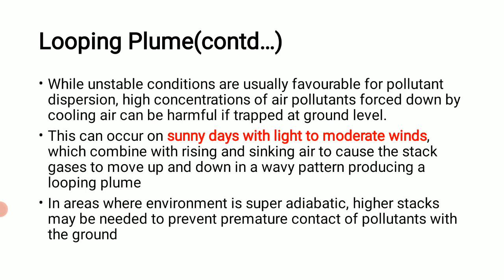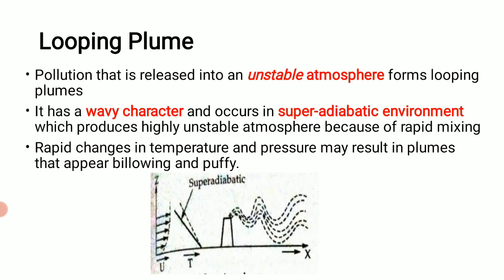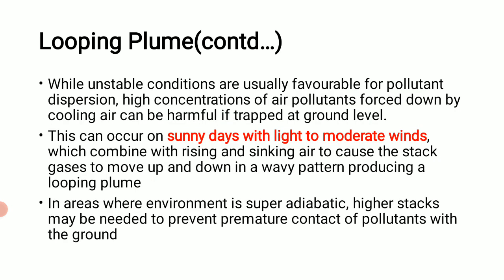And while unstable conditions are usually favorable for pollutant dispersion, a higher concentration of pollutant can even reach the ground level. In the diagram you can see some of the waves may even reach the ground level. Even though unstable conditions are favorable for pollutant dispersion, the high concentration will force the pollutants to ground level, and this kind of behavior can occur on sunny days with light to moderate winds, which combine with the rising and sinking air and cause the stack gases to move up and down and thereby have a wavy pattern.